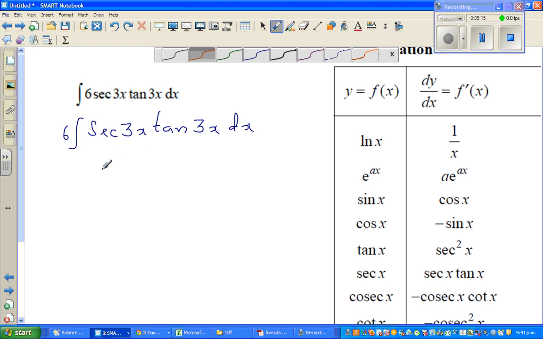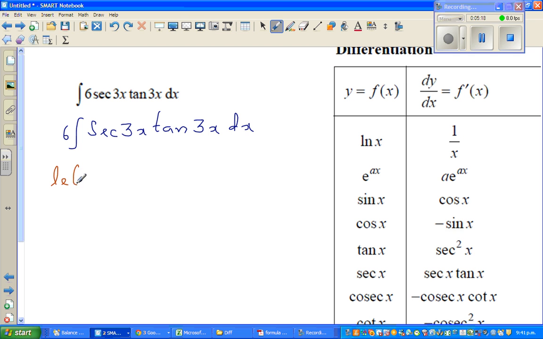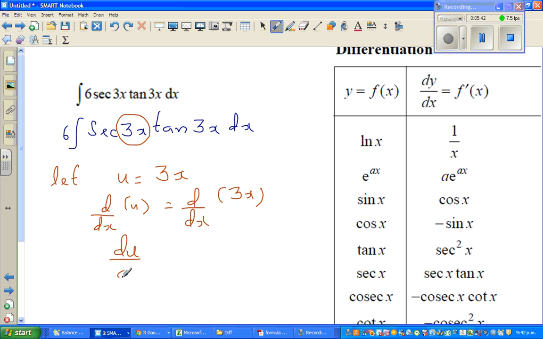So I would like to do a substitution. Let u be equal to 3x. I'm going to let this be u. So differentiating with respect to x, d by dx of u is equal to d by dx of 3x. So d by dx of u is nothing but du by dx, and the differentiation of 3x is 3.